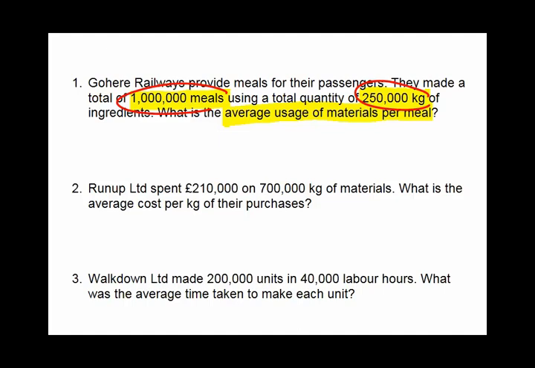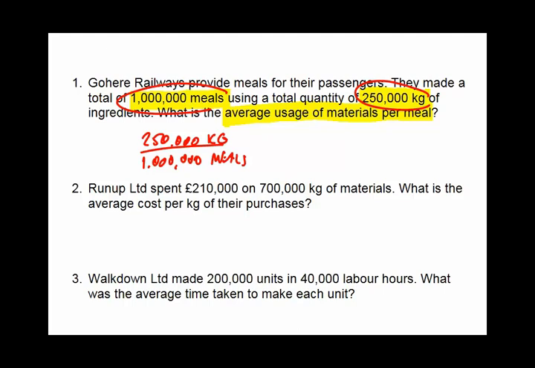So we're getting far more meals than the number of kilograms used. So logically, each meal is using less than a kilogram, because if they were using a kilogram each, then we'd need 1 million kilograms, wouldn't we? So each meal must be using less than 1 kilogram. Now to work out the average, what I need to do is take the total number of kilograms, the 250,000, divide by the number of meals we managed to get from that, the 1 million meals.